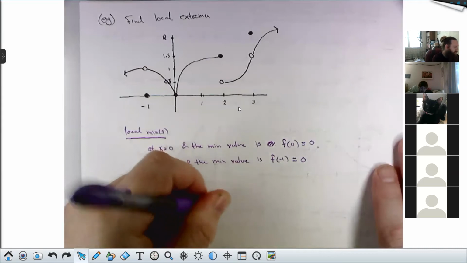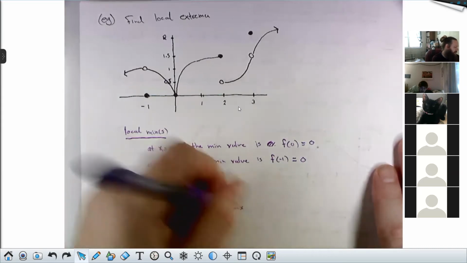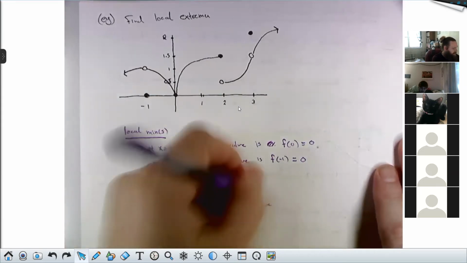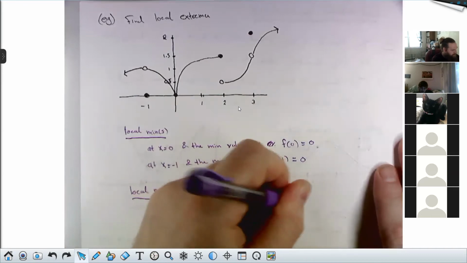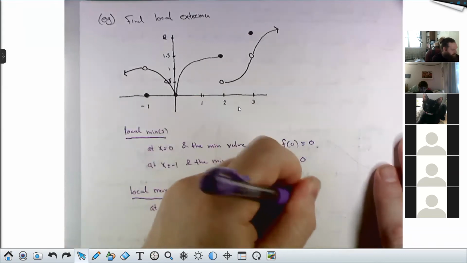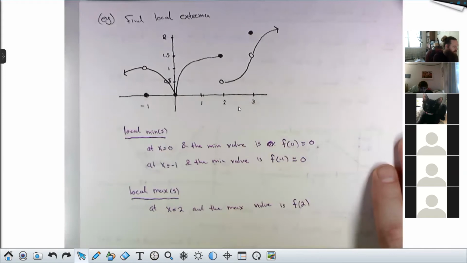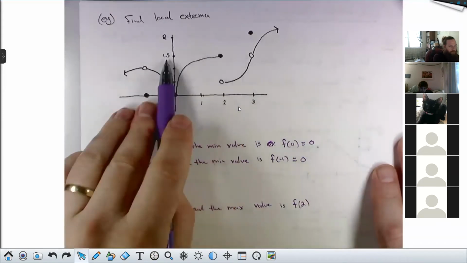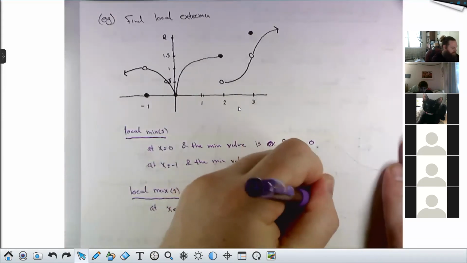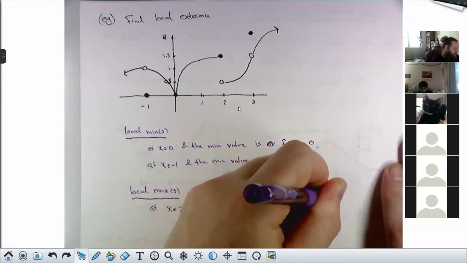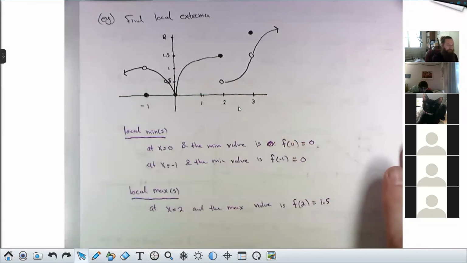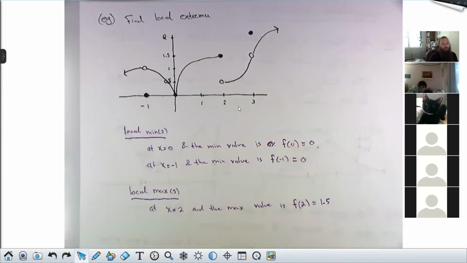And the max value is, well, whatever it is, it's definitely f of 2, right? It's the output when we feed the input 2. And that looks like it's 1.5. Okay. So even though this certainly doesn't look like the top of a hill, it's still a local max.